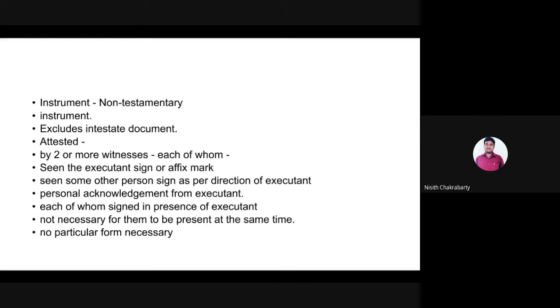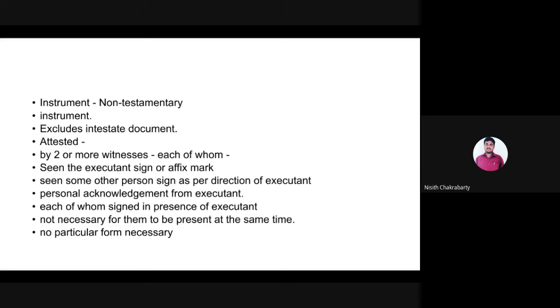A witness, two witnesses will have attested, and out of those two witnesses, both must have seen the executant put his signature. That is one ingredient. If that is not happening, that the executant could not put his signature or affix his mark, as the case may be.